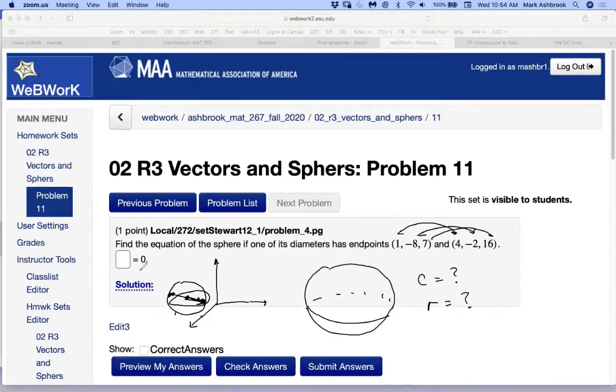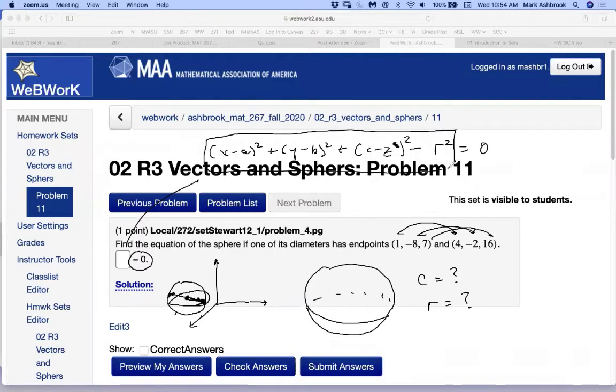In terms of what they want here, they're moving that r squared, they're subtracting it from both sides. So what you're going to put in that box is (x minus a) squared, (y minus b) squared, (z minus c) squared, and then you're going to put minus r squared equals 0. So by doing the equals 0, they're saying subtract the r squared and move it over to the left-hand side. So maybe that was part of the difficulty getting this one right also. Okay, questions on this one?